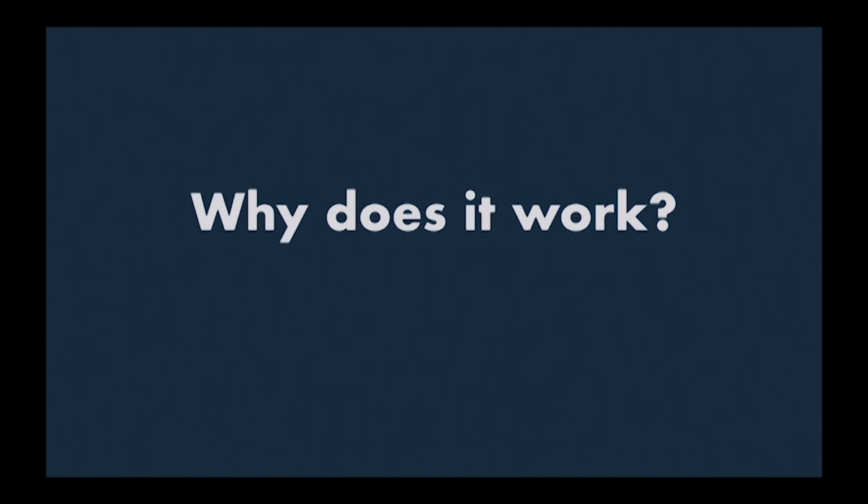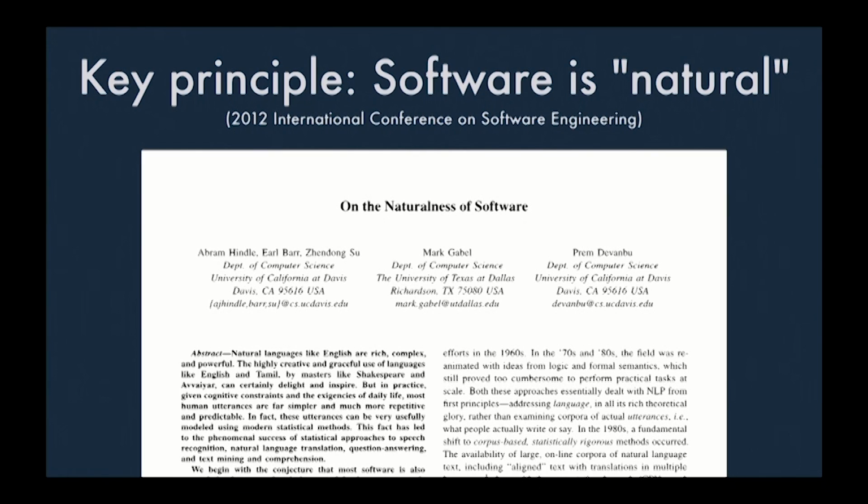Okay, so why does this work? So a little bit of the intuition first. The key principle that makes this entire type of research, not just our project, but this research in general, is called the naturalness of software. And this is something that comes out of the University of California, Davis in 2011. There was a very influential paper published at the International Conference on Software Engineering by Hindle et al., illustrating this principle. So what is the principle?